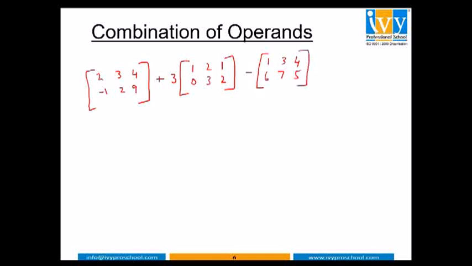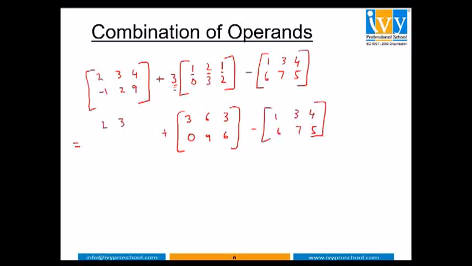So first off, let's just do this step. 3 cross 1 will be 3, 3 cross 2 will be 6, 3 cross 1 will be 3, and so on. So this will result in 3, 6, 3, 0, 9, and 6. And let the others be 6, 7, 5, 2, 3, 4, minus 1, 2, 9.